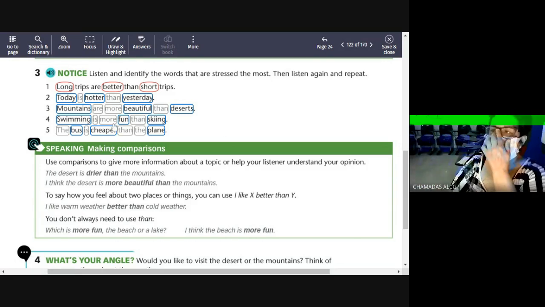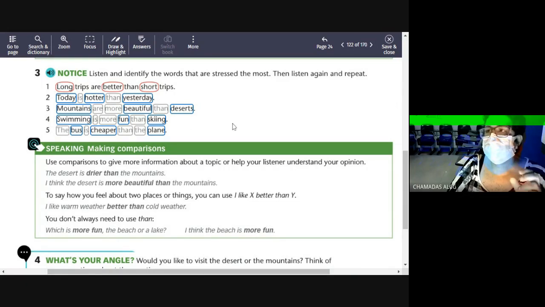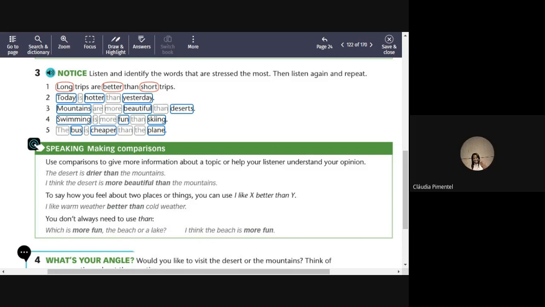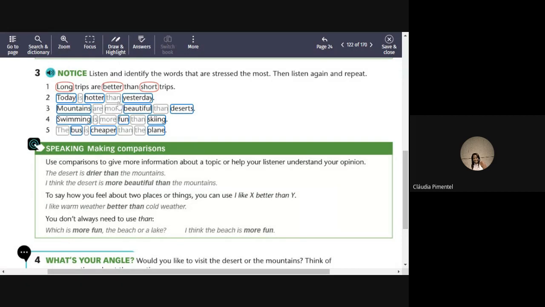Okay. So let's try to repeat the sentences. Long trips are better than short trips. Long trips are better than short trips. Good. And try to emphasize the words that are selected here, okay? Today is hotter than yesterday. Today is hotter than yesterday.